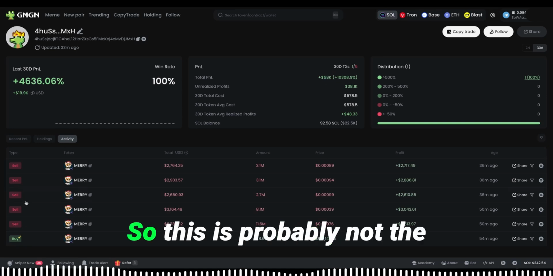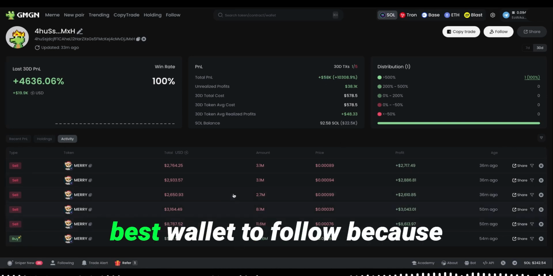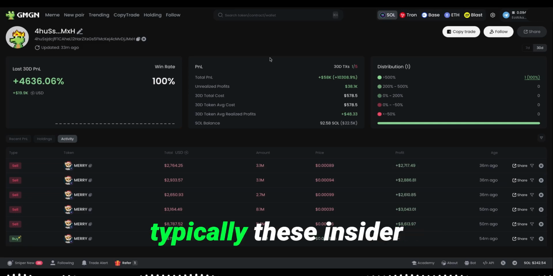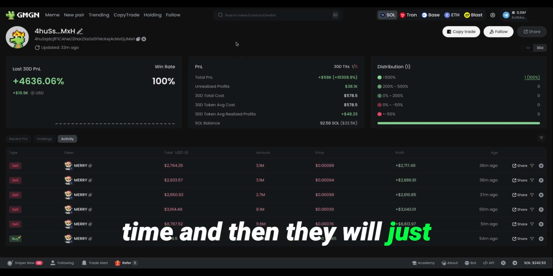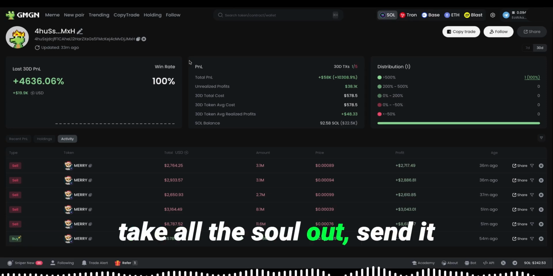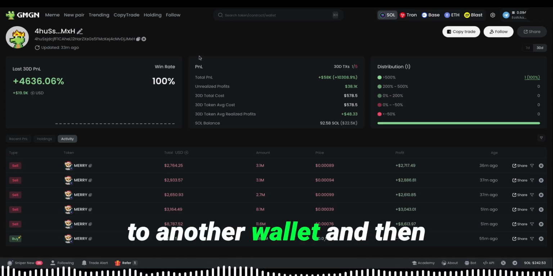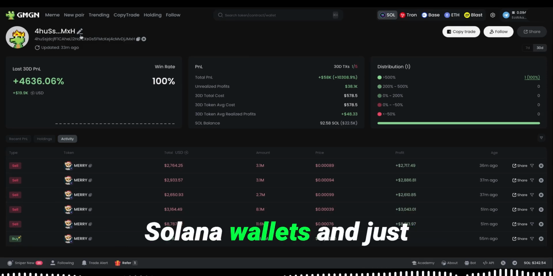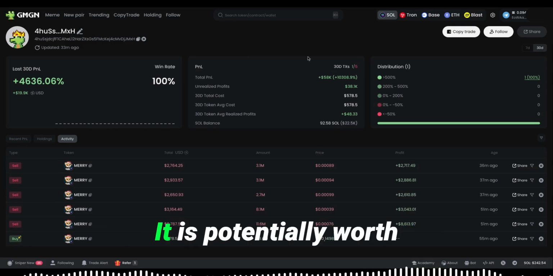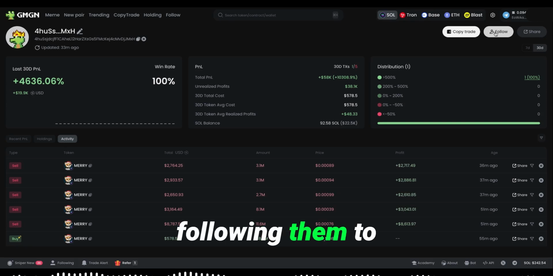$58,000. So this is probably not the best wallet to follow, because typically these insider wallets will just do this one time, and then they will just take all the SOL out, send it to another wallet, and then spread out the funds to other Solana wallets and just repeat the process. It is potentially worth following them.